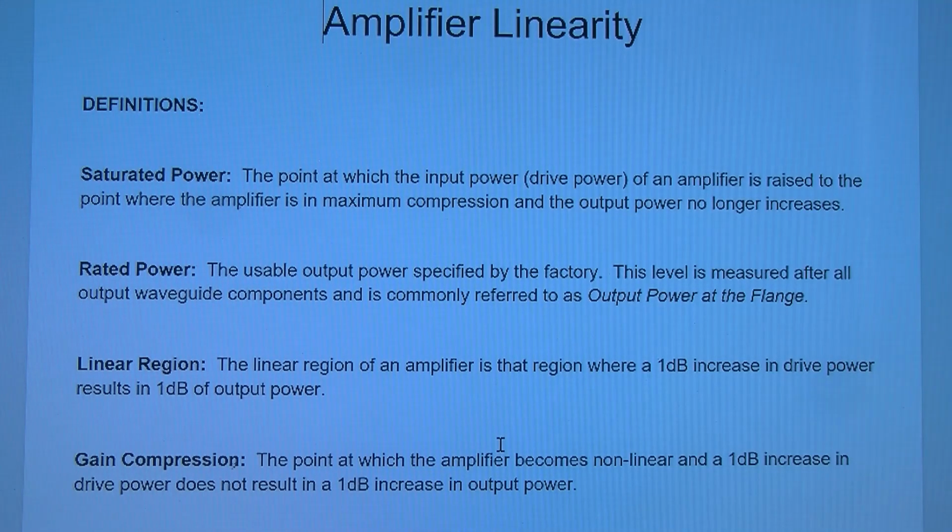We're going to do a couple more presentations with calculating dB and watts and back and forth from watts to dB. But for today, this is it on amplifier linearity.